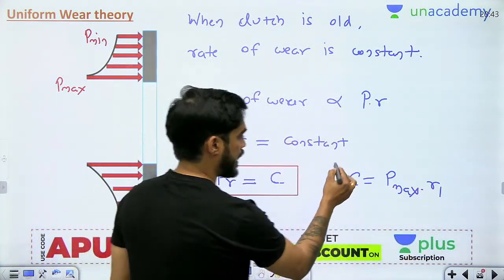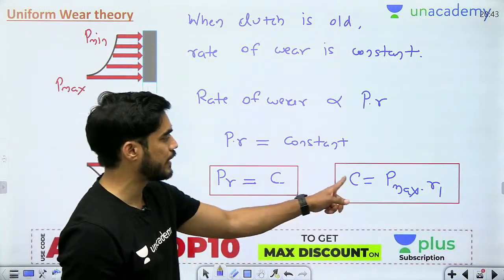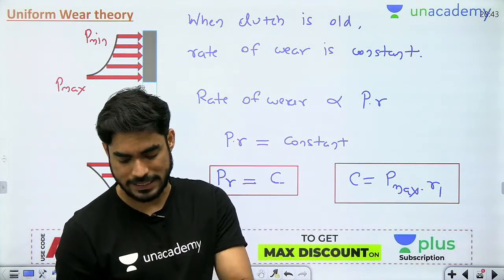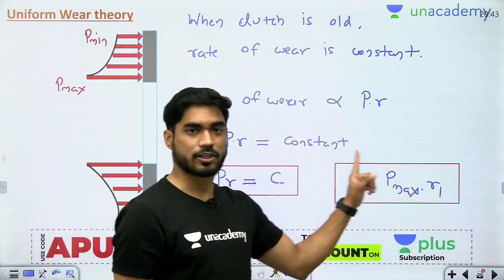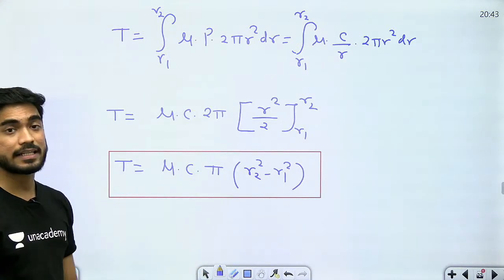ठीक है, ये रिलेशन हम यूज कर सकते हैं C निकालने के लिए. C will be equal to P maximum into R1. If you have P maximum in the question, then just use this in order to find C, then put C here and find W and T.